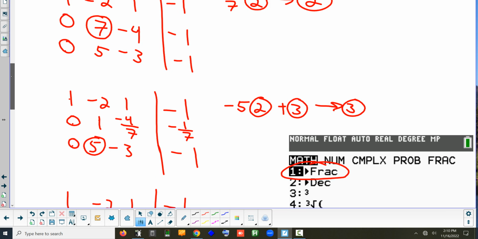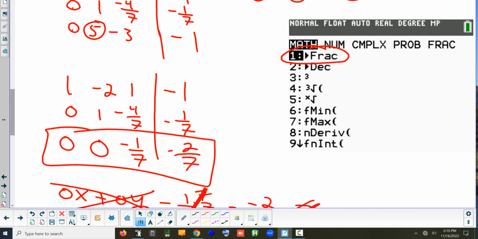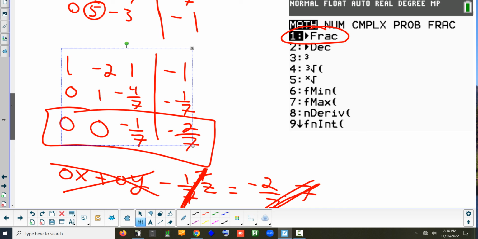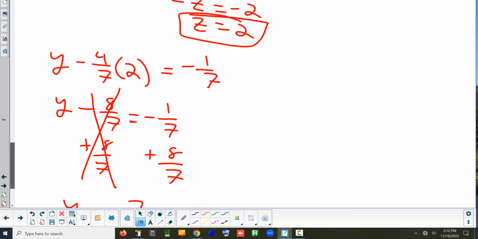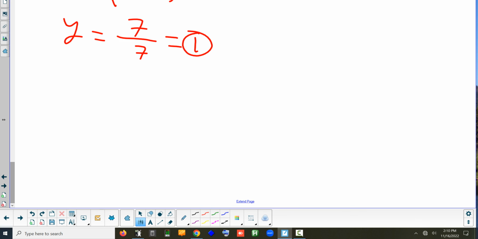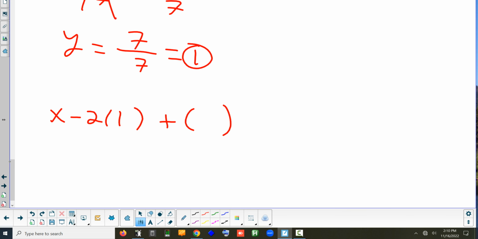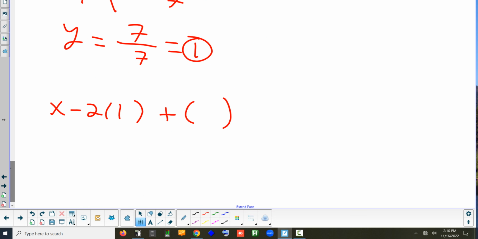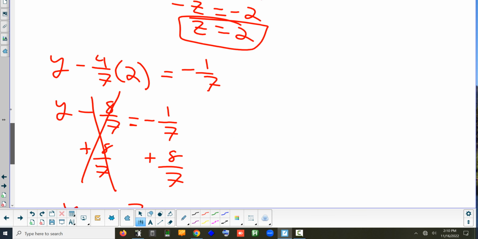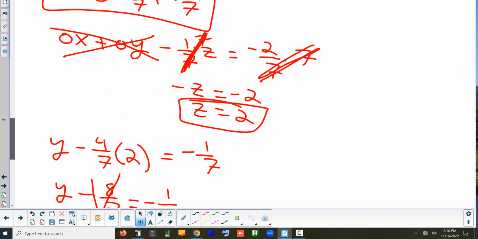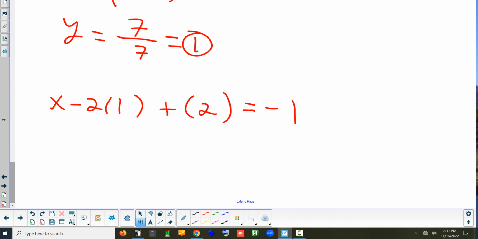And my x value. I'll go back up to the top. X minus 2y plus z. Okay. So x minus 2y plus z. What was y? 1 plus z, 2. And that was equal to negative 1. Let's solve it and see if we get the same thing.